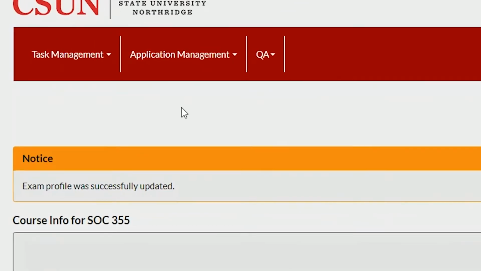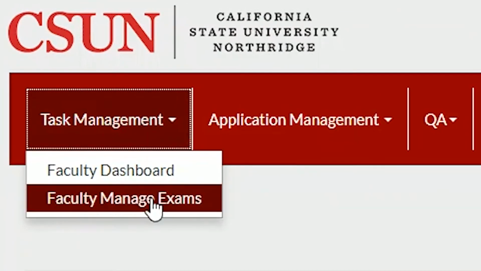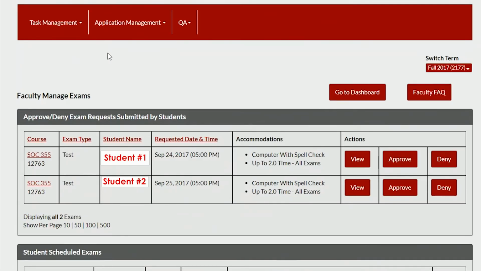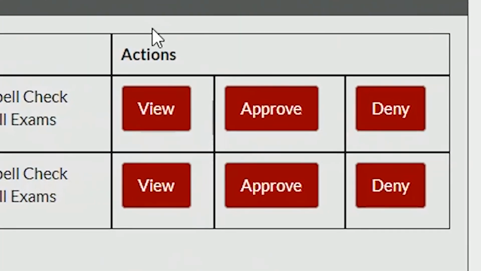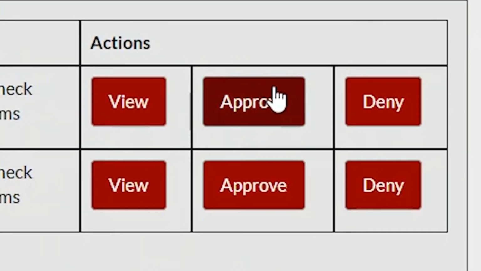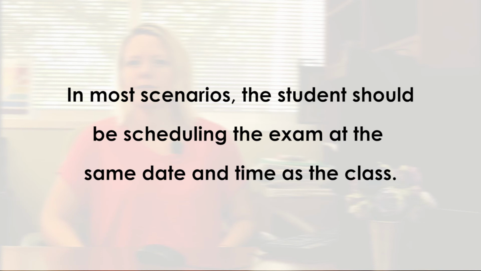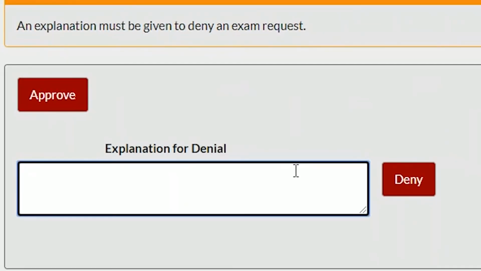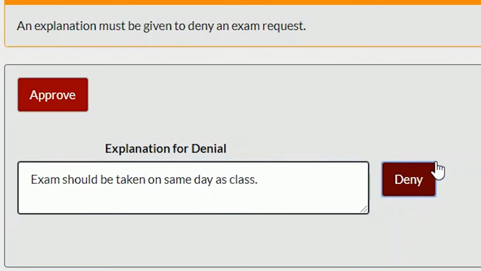Going back to the Task Management, select Manage Exams. On this screen, I usually approve the exam request if the student is taking the exam on the same day. But I generally deny any exams if the student is scheduling an upcoming exam that's 2 weeks away. In most scenarios, the student should be scheduling the exam at the same date and time as the class. Once I deny, I can enter a note as to why I am denying the request to alert the student.